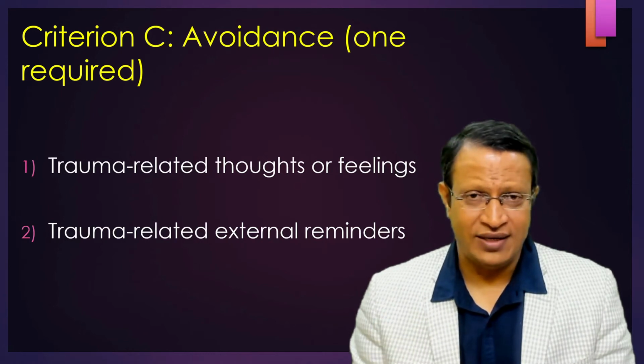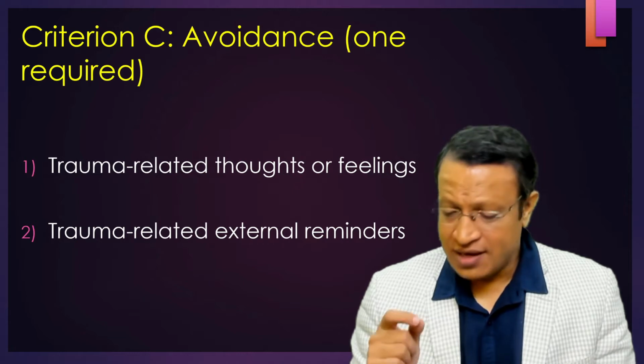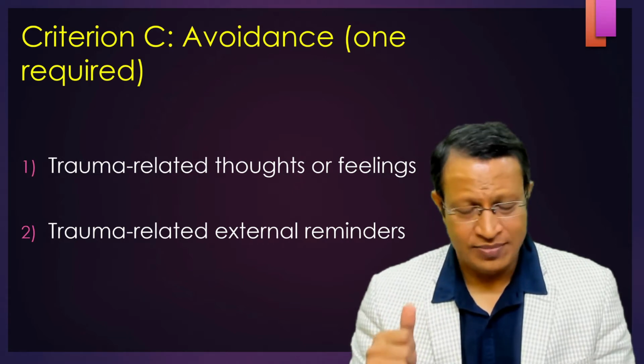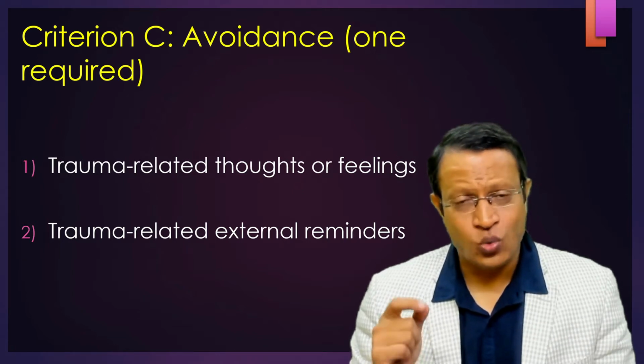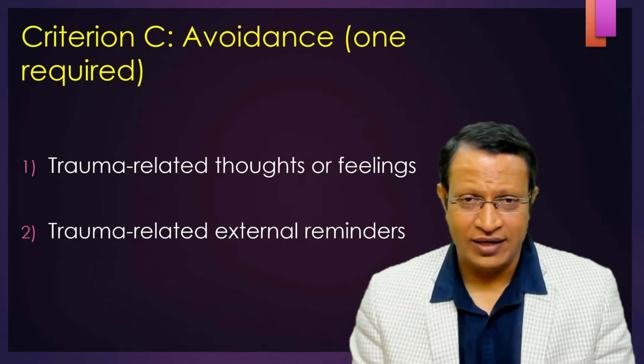Moving to criterion C, avoidance. At least 1 is required. That is, trauma-related thoughts or feelings that he is trying to avoid, or trauma-related external reminders. At least 1 is required. That means either one of them is required under criterion C.